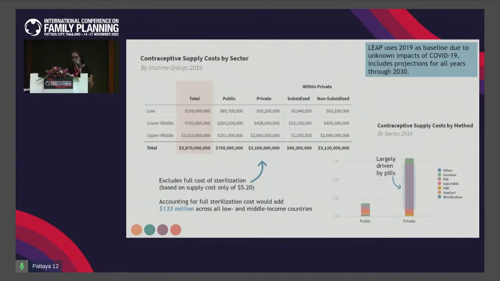Separate from what is in LEAP for FP 2030, we've also made some additional estimates of the cost of sterilization. So since LEAP is really just interested in supplies and commodities, we just value private sector sterilization at a sort of standard supply cost, but wanted to be able to recognize that there is more expenditure there. And so have done some separate estimates and estimate there's about 130 million more that we're missing in our out-of-pocket expenditure estimates if we take that into account.